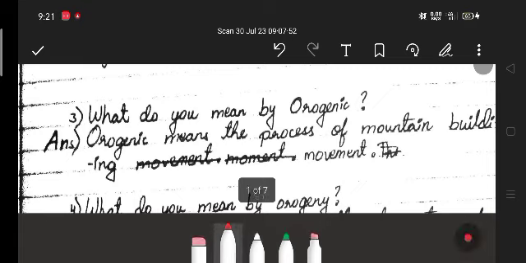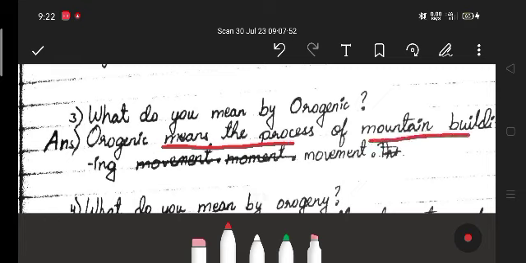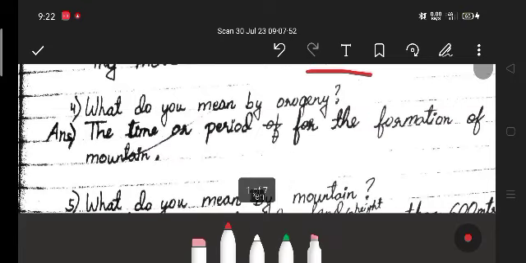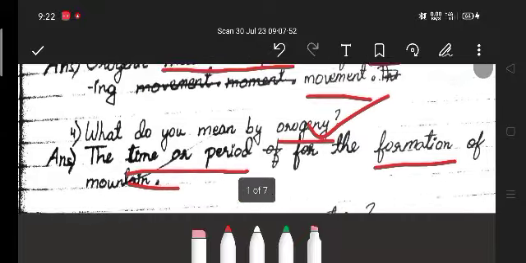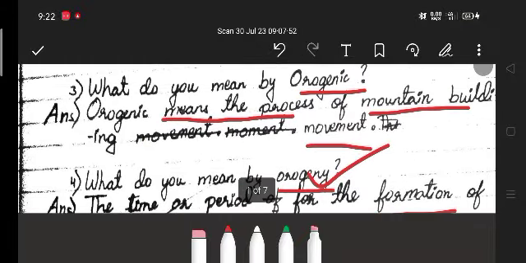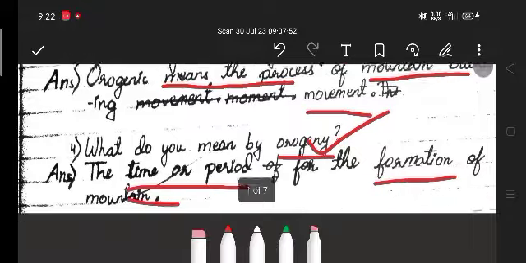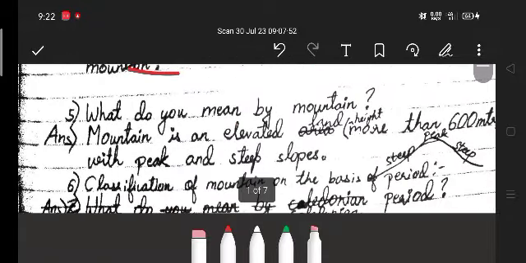So, what do you mean by orogenic? Orogenic means the process of mountain building movement. And what do you mean by orogeny? The time or period for the formation of a mountain is known as orogeny. This is the basic difference between orogenic and orogeny. Orogenic means the process of mountain building movement and orogeny means the time or period taken for the formation of a mountain.